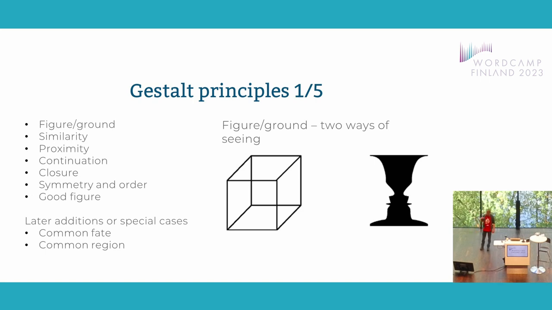There are seven original principles, or a couple of combinations. One principle is figure ground. On the right side image, we can either see two white faces facing each other, or we can see a candlestick. We can choose which way to look at it, and it can change.